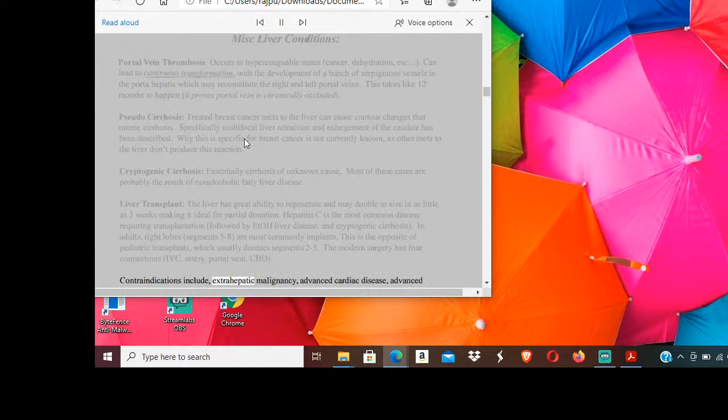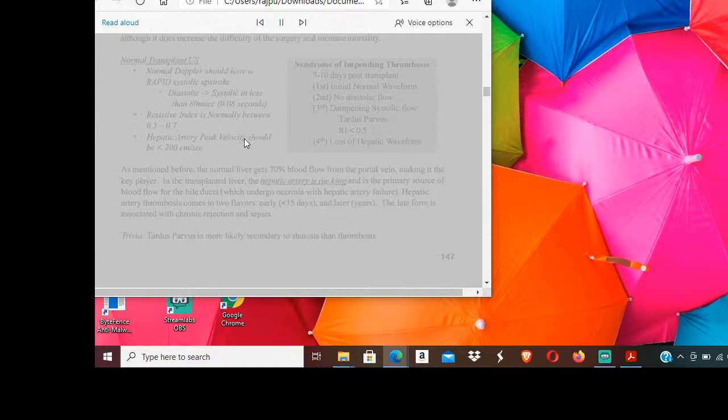Contraindications include extrahepatic malignancy, advanced cardiac disease, advanced pulmonary disease, or active substance abuse. Portal HTN is not a true contraindication, although it does increase the difficulty of the surgery and increase mortality.